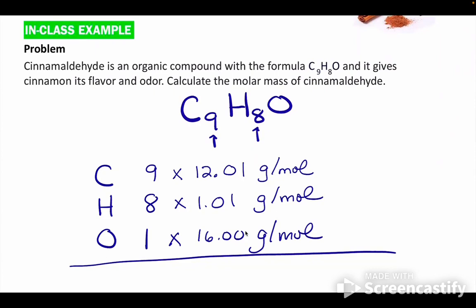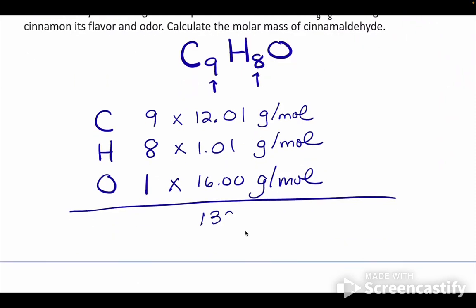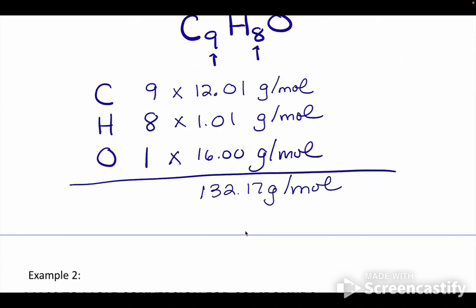So I'll do it with you. Okay, I'm getting 132.17 grams per mole. So really, 1 mole of cinnamonaldehyde, C9H8O, is going to equal 132.17 grams. So we can make a conversion factor with that, just like we did with the elements.